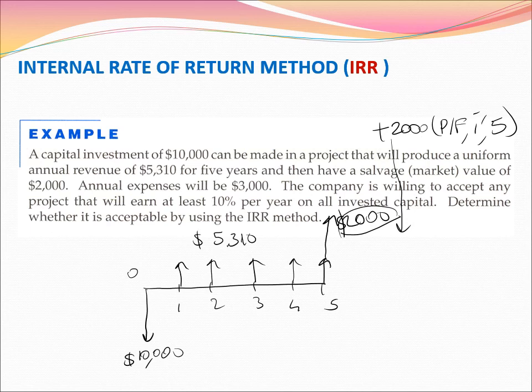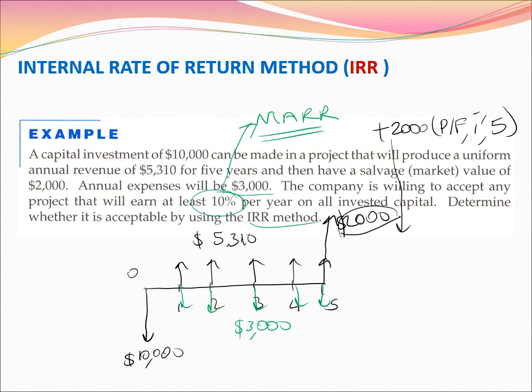And it says that a uniform annual revenue at each year is equal to $5,310. And it says that annual expenses, let me sketch with a different color. At each year, I also have some expenses, and these expenses are $3,000. Okay? It says that the company is willing to accept any project that will earn at least 10%. So what is this 10%? It is the MARR of this company. Okay? The company will accept the project if it earns more than this value. Otherwise, it will reject. And it says to determine whether it's acceptable by using the IRR method.